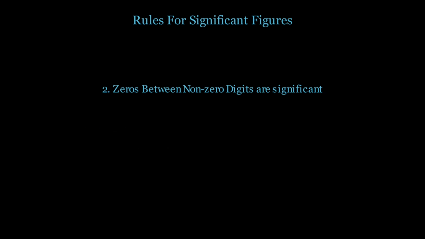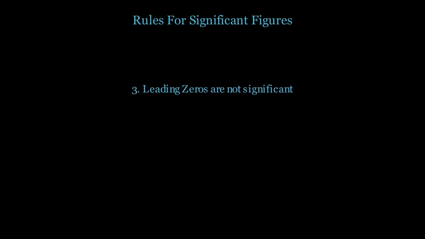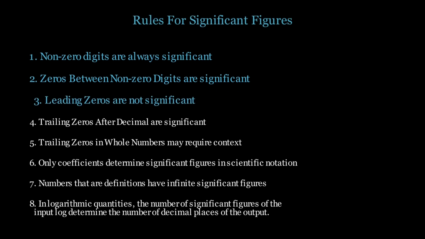This brings us to the third rule, which states that leading zeros are not significant. These are the zeros that appear before the first non-zero digit of a number. For instance, if we consider this example, the zeros before 5 and 2 in the number 0.0052. And thus, here you can see that there are only 2 significant figures, that is 5 and 2. The zeros only act as placeholders and do not give us any information about precision of the instrument.